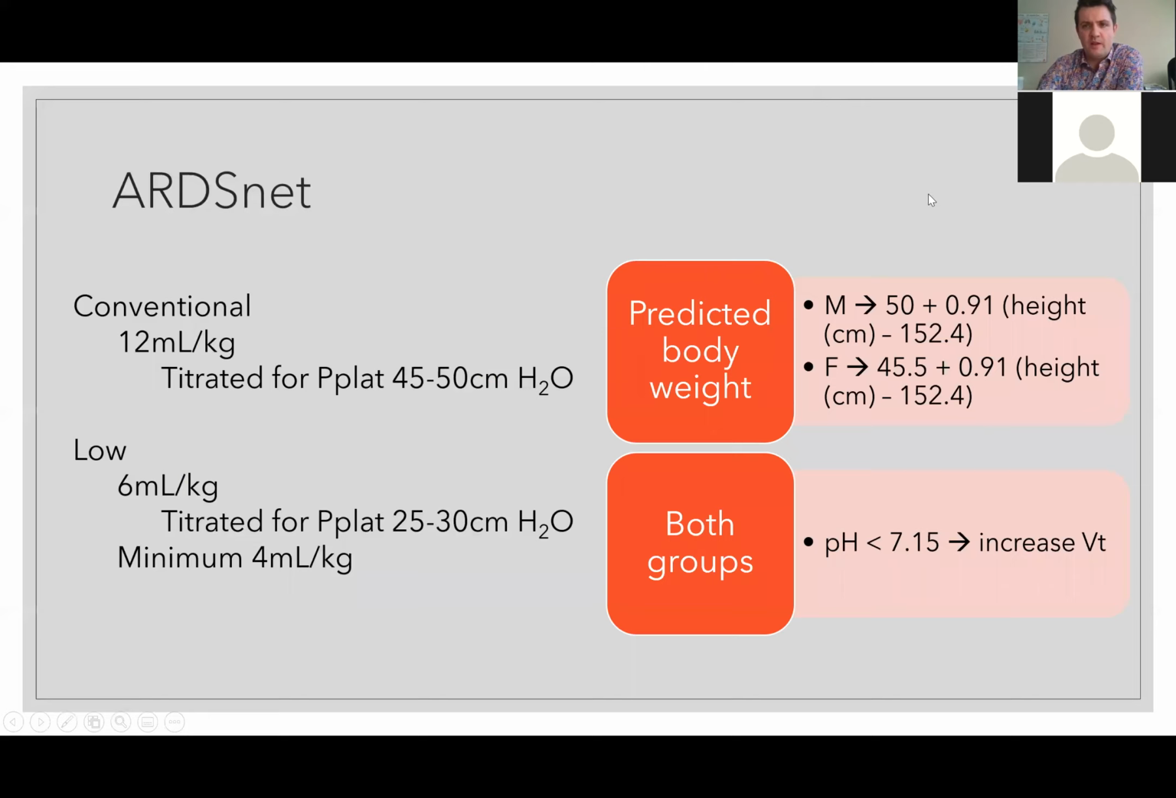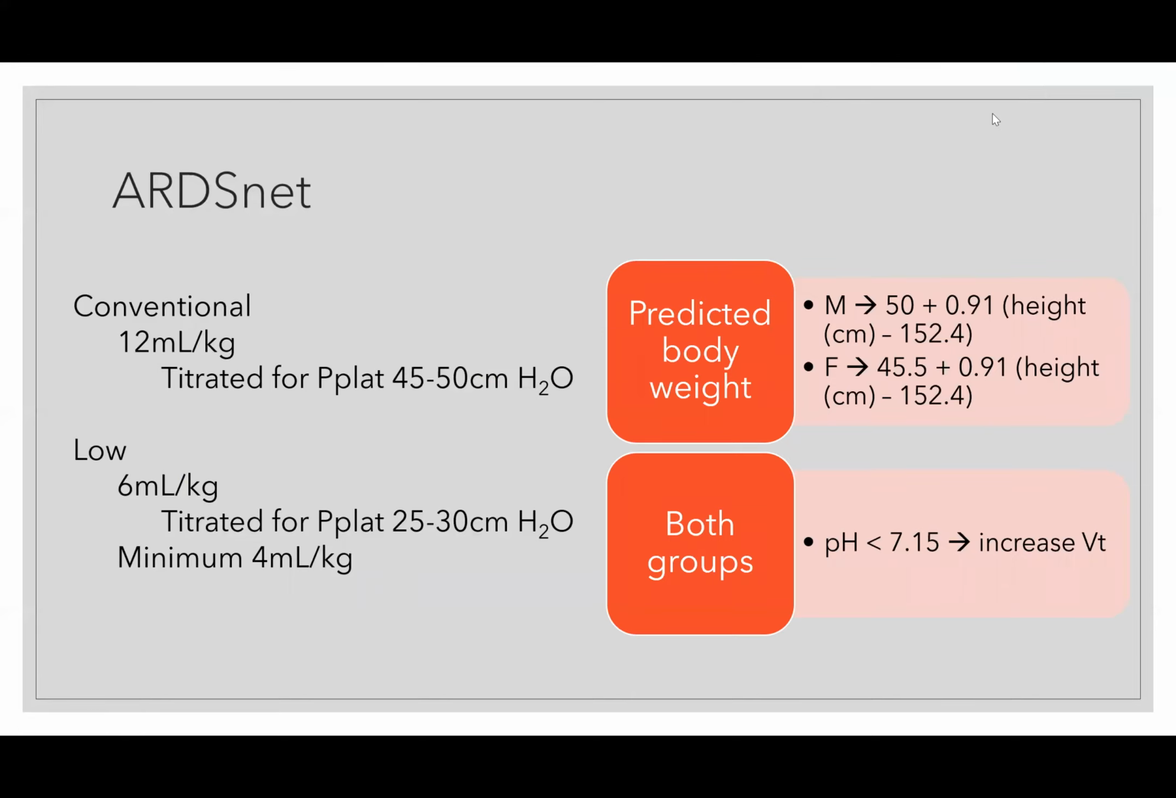So they use these formulas, which I think everybody likes math. So predicted body weight is what they used in this trial. Obviously, patients who have increased adipose or who have increased body size don't have an increase in their lungs as well. And so what they calculated was your predicted body weight. And here you can see for males, it's 50, and for females, it's 45, and then plus the same factors here, which was 0.91 times the height minus 152.4. So that would be what you'd multiply the 6 or the 12 by.